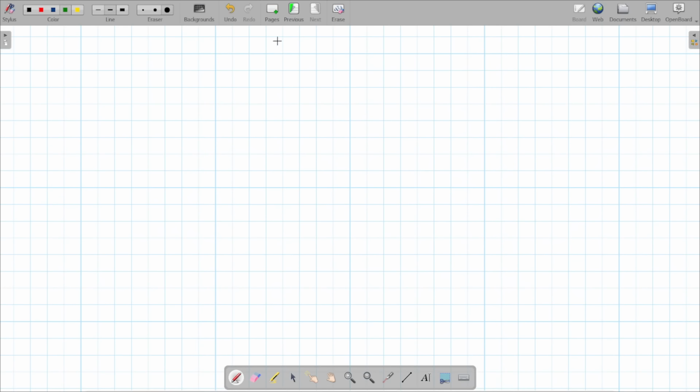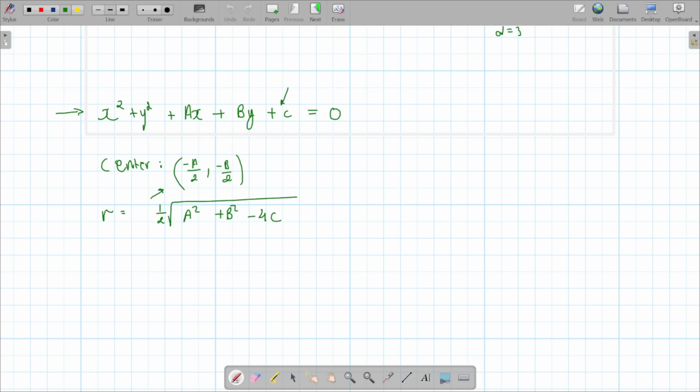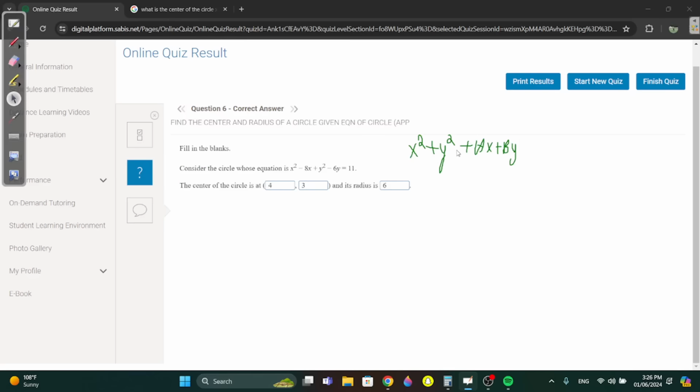So now what's the way we did it? We did it, wait, previous page. We had c on this side. So let's take c to this side.